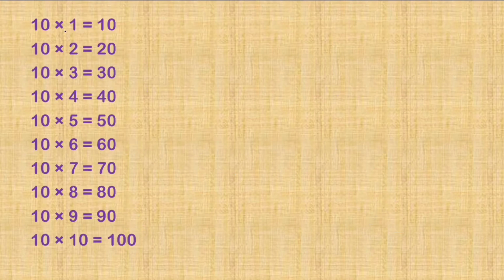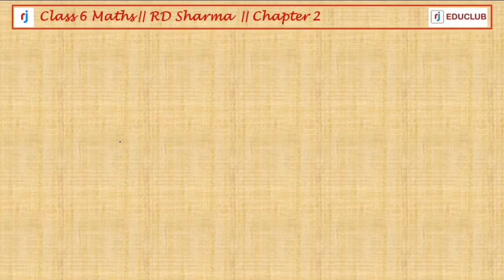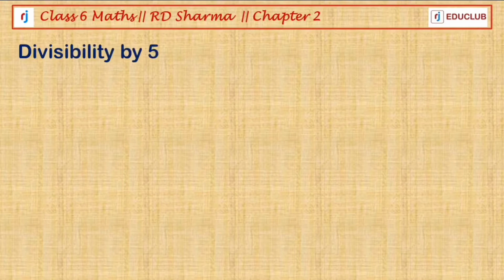You can see the table also. 10 ones are 10. In all the multiples of 10, there is a 0 at the ones place. So if you multiply any number by 10, you will get 0 at the ones place. This is divisibility by 10. Next is divisibility by 5.